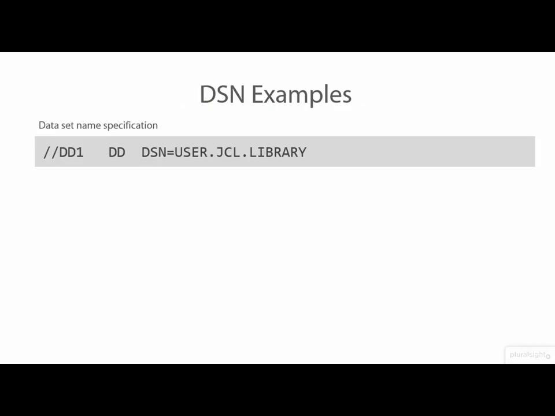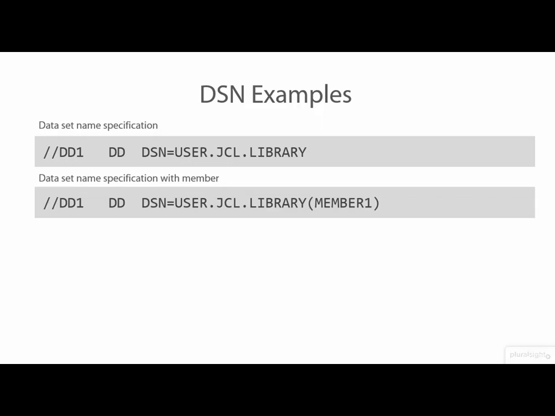In this case here, you can see we have a dataset name with 3 levels, user.jcl.library. As we said, each level can be up to 8 characters long, with the entire dataset name, including periods, with a maximum length of 44 bytes. In this case, we've specified a dataset name with a member in parentheses. Now, the member in parentheses does not count towards that 44-byte dataset length. So in this case here, if we have a partition dataset, we can refer to the specific member in parentheses.